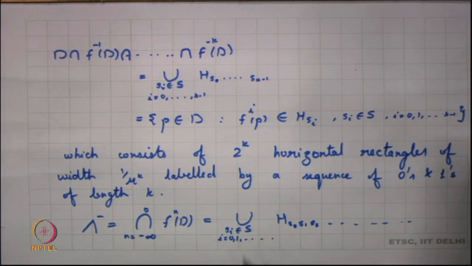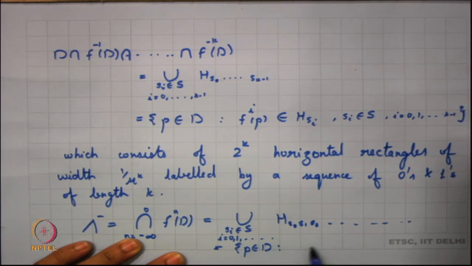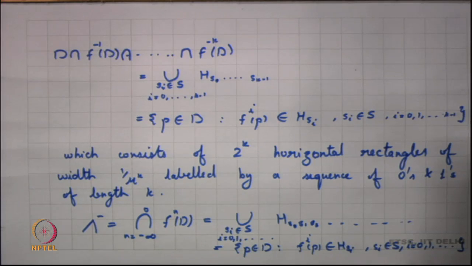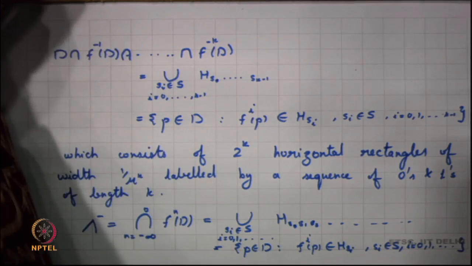Also, we can say that this would be basically the set of all P in D such that F^i of P belongs to H of S_i, where S_i belongs to S and i varies from 0, 1 onwards. So, now we have this particular picture for the forward and the backward. How exactly can we see that? Maybe let us try to see this figure.